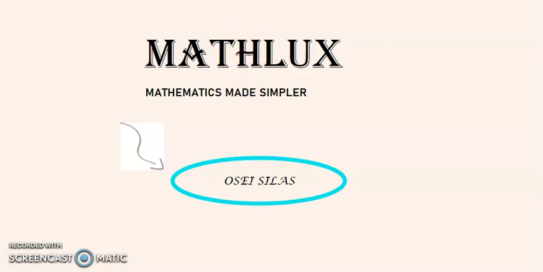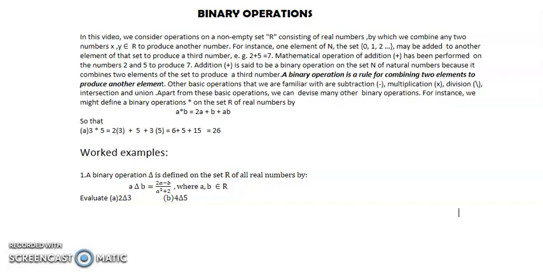Let's begin. Today we'll be looking at binary operations. Now, what is a binary operation? A binary operation is a rule for combining two elements to produce another element.